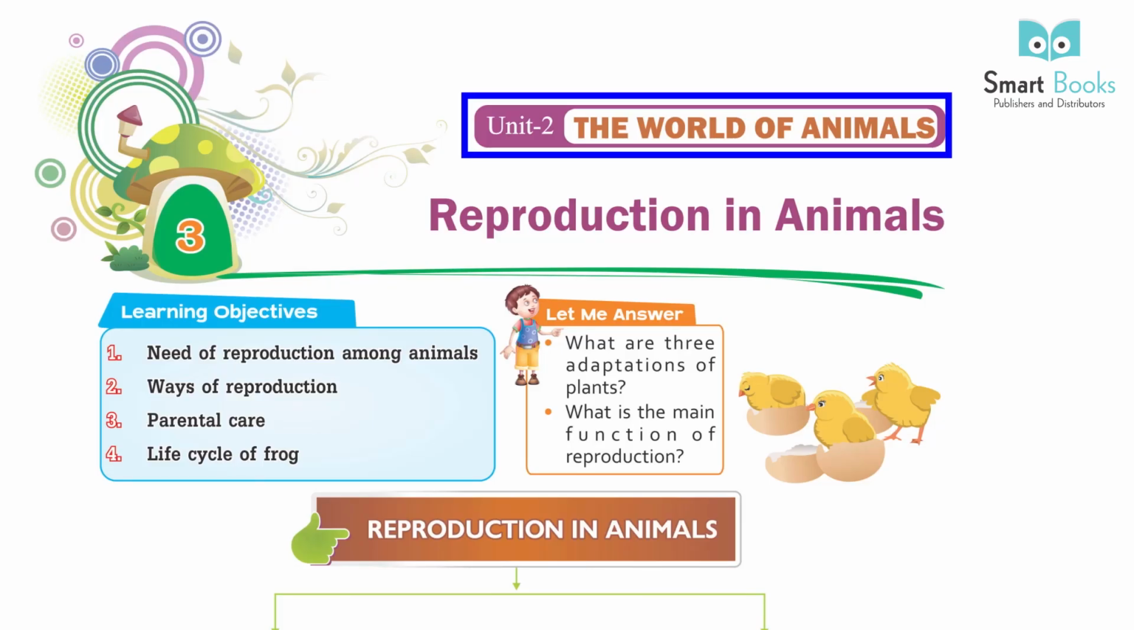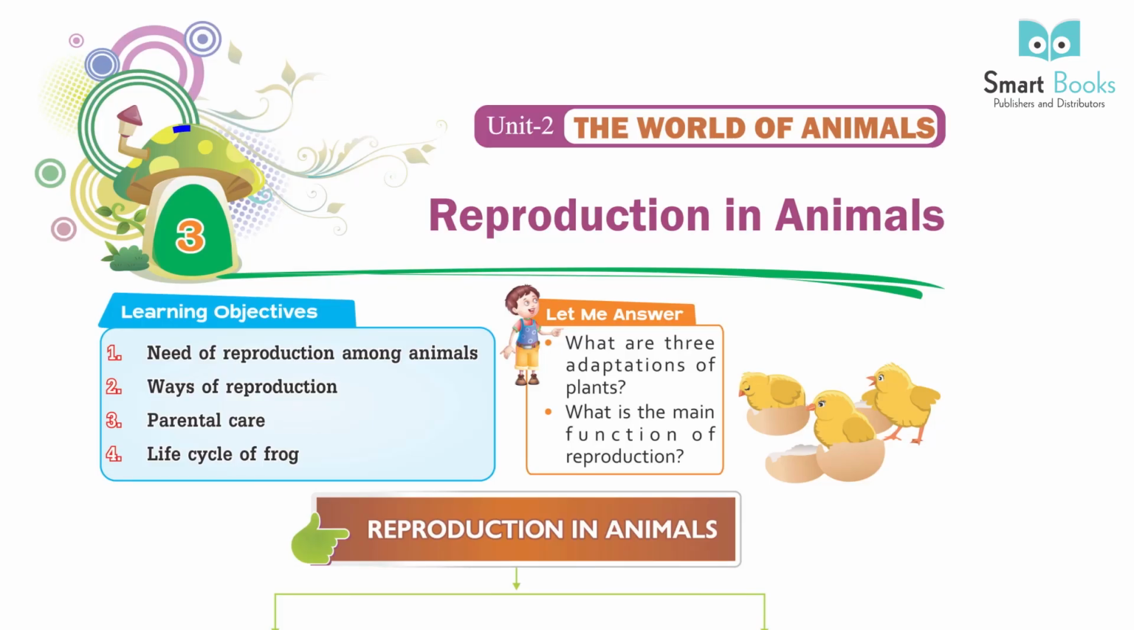Unit 2, The World of Animals. Chapter 3, Reproduction in Animals. Learning Objectives: 1. Need of reproduction among animals. 2. Ways of reproduction. 3. Parental care. 4. Life cycle of frog.